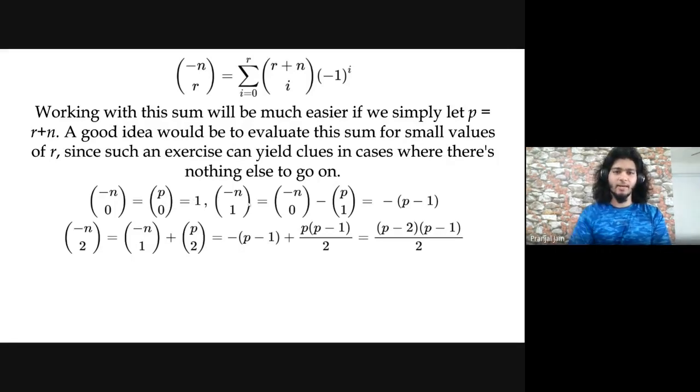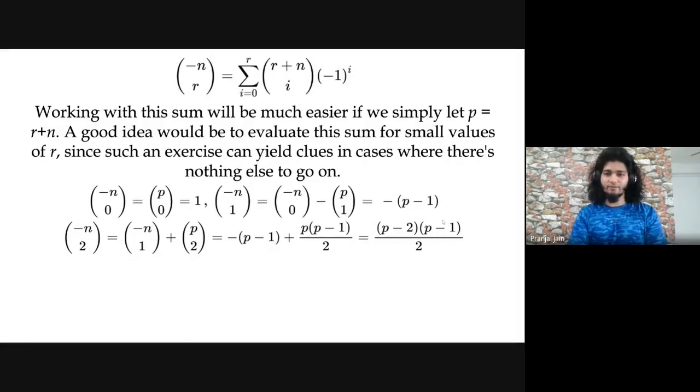Then if you take minus n choose 1, then you get two terms in your sequence. So you can also see that it's actually just minus n choose 0 minus p choose 1, because if I increment r, I basically get the same sum but with an extra term. So I basically get minus n choose 0 minus p choose 1. So you get this expression, and likewise you go to the next one, and you get a new expression.